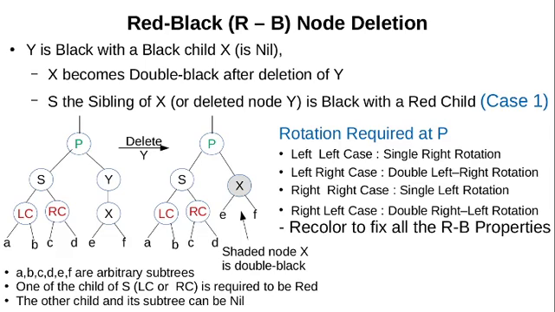When both LC and RC are red, single rotation is preferred over double rotation. After rotation, we recolor a few nodes to restore all the red-black tree properties.